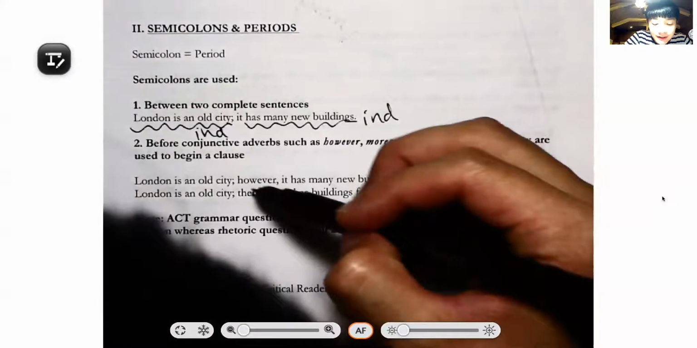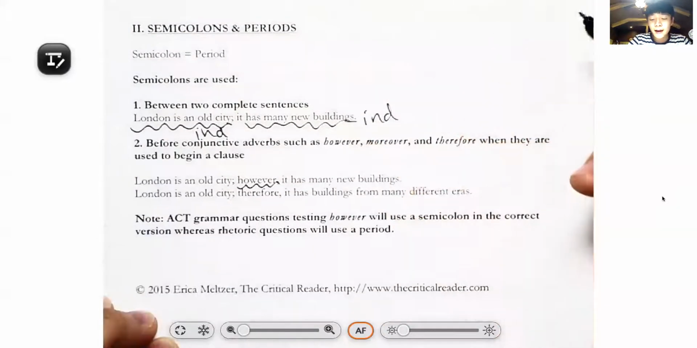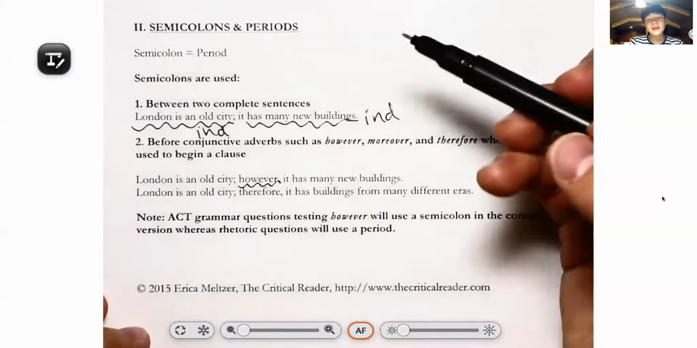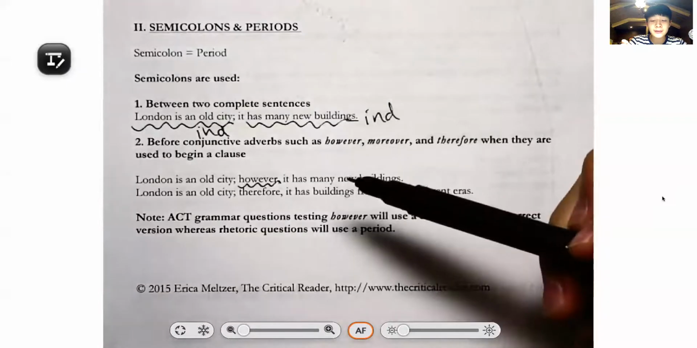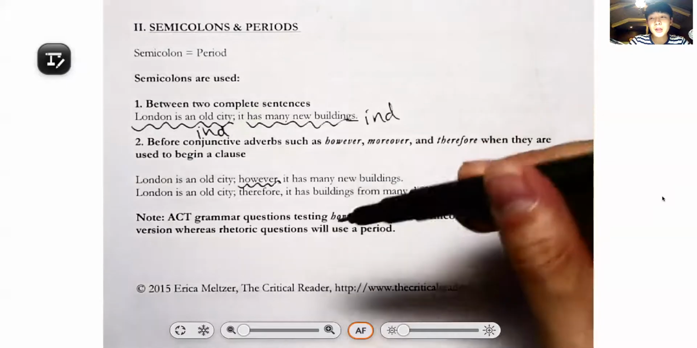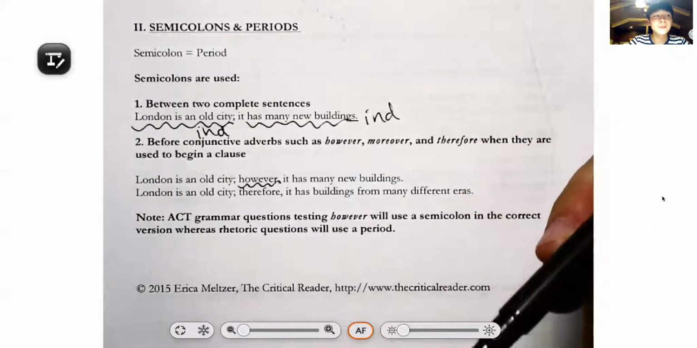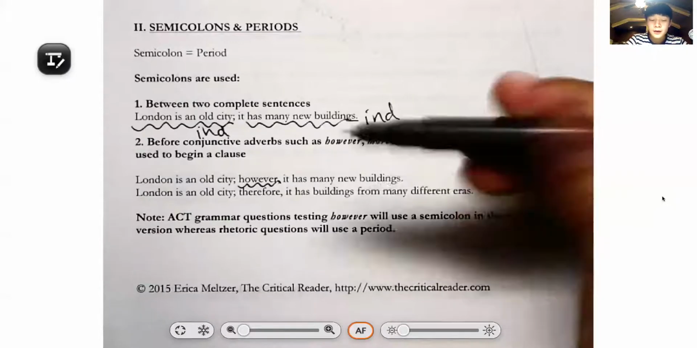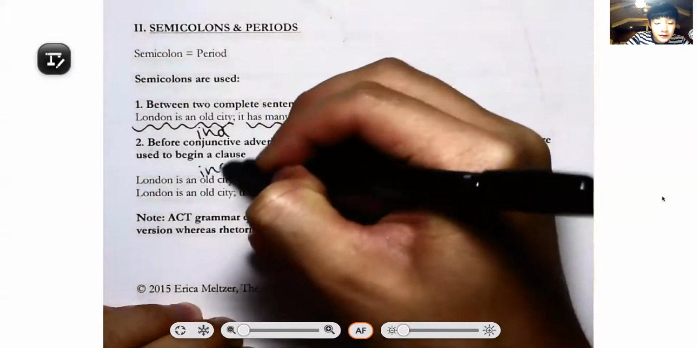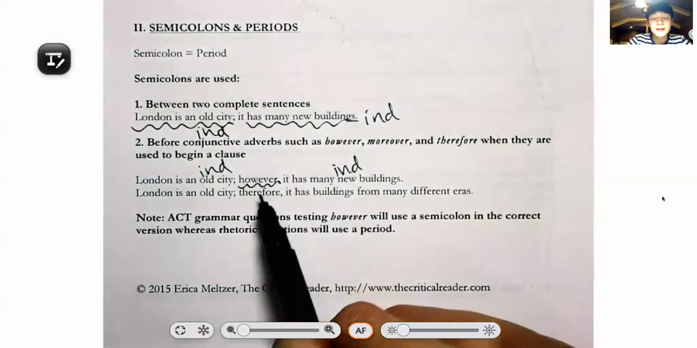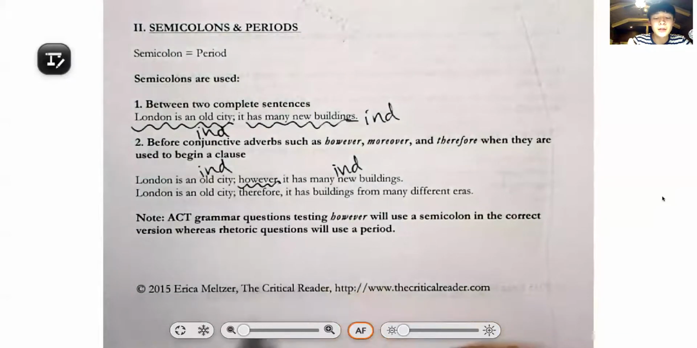London is an old city; however, it has many new buildings. So, this doesn't have to be a dependent clause. If there is a dependent clause after this, usually you have a comma instead of a semicolon. But when you have a semicolon with a conjunctive adverb, or as they normally call a subordinating conjunction, you can see that it can be two independent clauses again here. Like I said, this usually comes before a dependent clause, but when it has a semicolon, it comes before an independent clause. Same thing there.